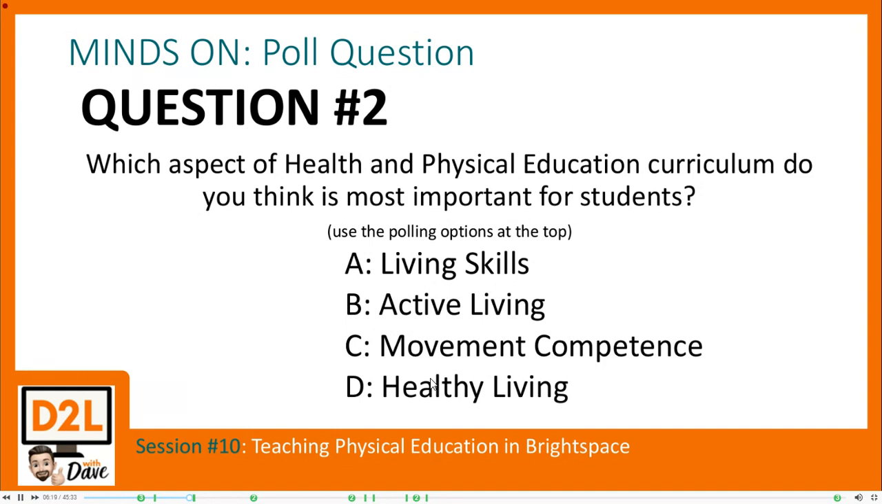But this works within Brightspace. You launch this virtual classroom from Brightspace, and then we have some other tools that we can use to do live synchronous sessions. So what I'd like to do is just initiate a poll here, and I want to know which strand of the curriculum you think is most important for students. You'll notice at the top it'll say polling options, and you can select A, B, C, or D, and you can just choose which one of those you think is most important. Is it the living skills? Right? Is it the other ones?